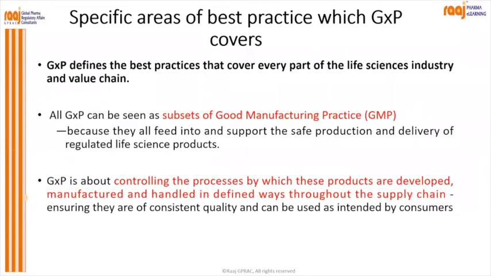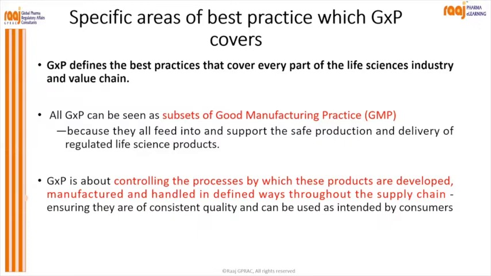And also, GxP defines the best practices that cover every part of the life science industry and the value chain. What does it mean that all GxP can be seen as a subset of good manufacturing practices? So till now you must have learned the GMP concept, right? The good manufacturing practices. It starts from your gate, the entry exit system, till you enter. So man, material, movement, everything, those 5Ms are considered when we talk about GMP, because they all feed into the support and the safety of your production and delivery of the regulated life science products.